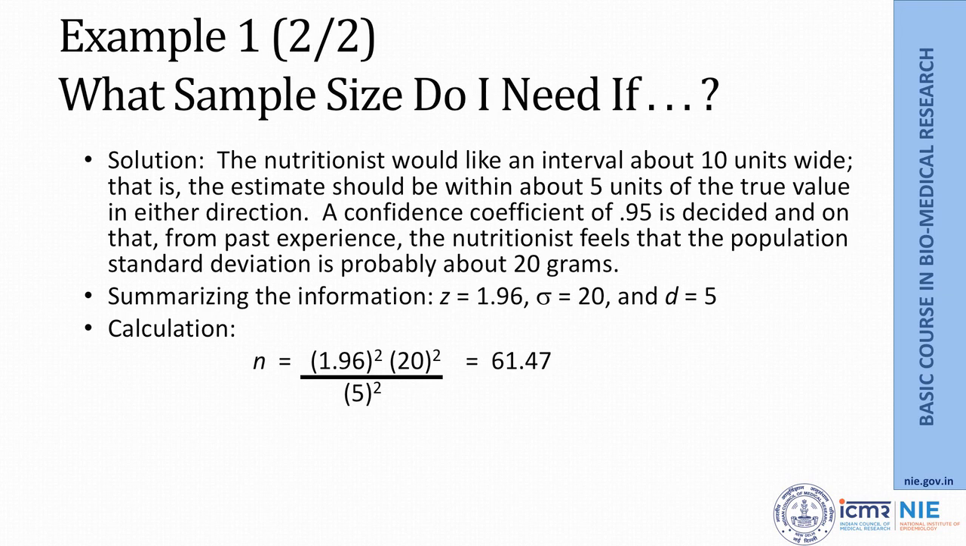Say the nutritionist feels that 10 units on the whole is what he is expecting, which means 5 units this side and 5 units that side. And the confidence coefficient of 95% is decided upon, and from his past experience and the literature review, the nutritionist feels that the population standard deviation is probably about 20 grams.